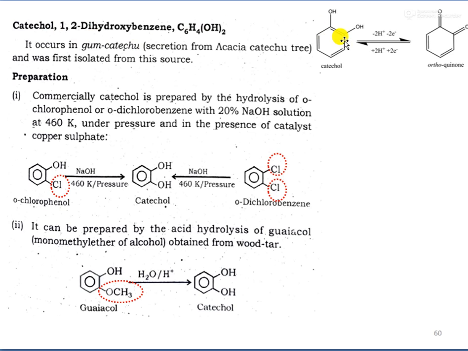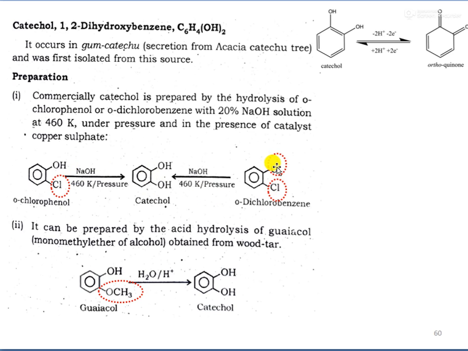Catechol is this structure. At the 1,2 positions there are 2 OH groups. For the preparation of catechol, we take ortho-chlorophenol, that is a phenol in which the ortho position has a chlorine substituted. This can be treated with sodium hydroxide, a base, at 460 Kelvin and pressure, and this chlorine atom will be substituted by another OH group from the sodium hydroxide. So this is the catechol.